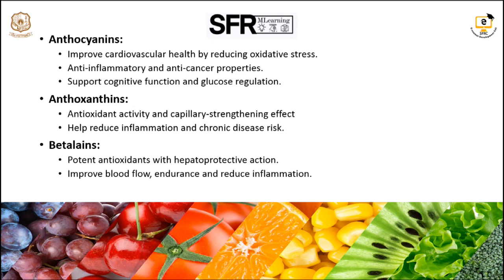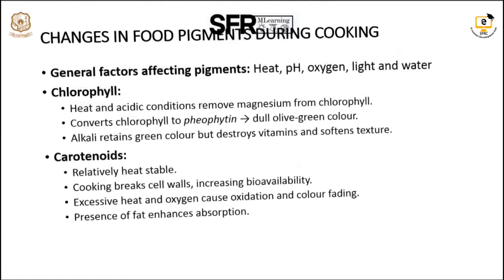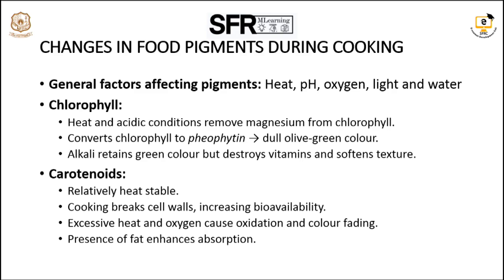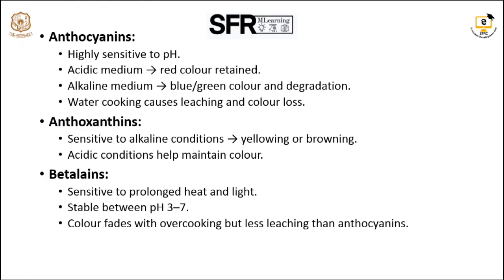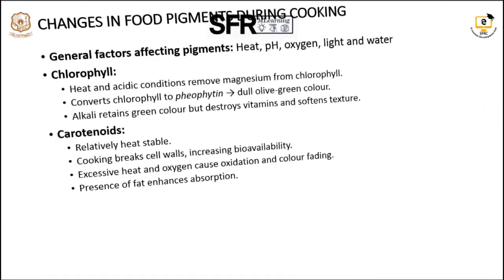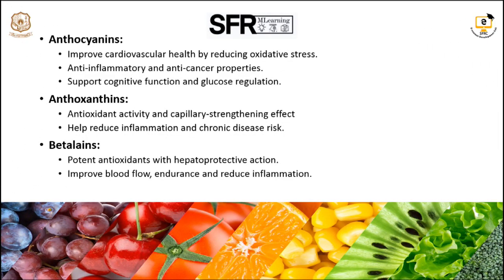So betalains, these are potent antioxidants with hepatoprotective effects. These betalains protect the liver health, protect the liver from damage. These have detoxification effects, right? So this detoxification protects the liver. Liver plays a major role in the detoxification mechanism. So these betalains also play a very essential role in detoxification. It also improves the blood flow as it contains nitrates, nitrogen substances, in the betalains. It improves the blood flow, endurance, and reduces inflammation.